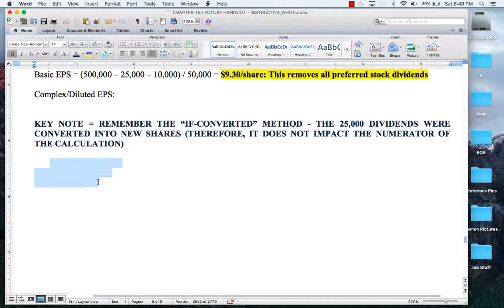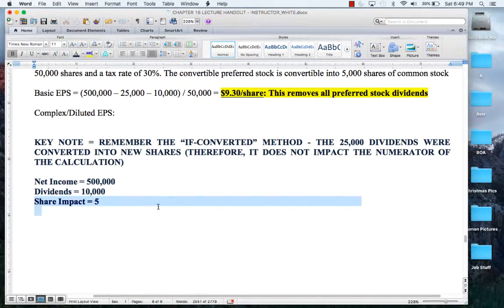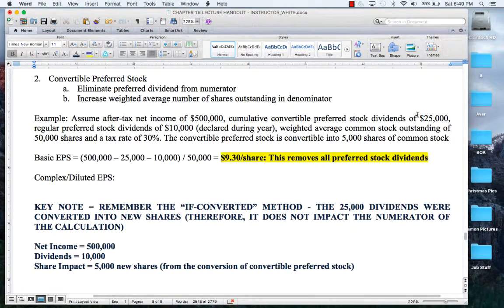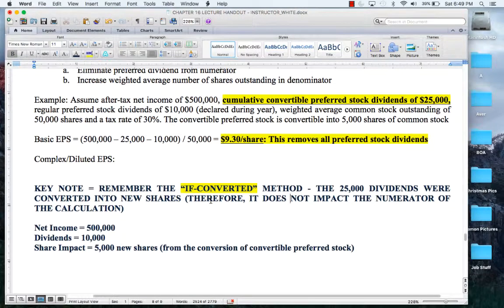So let's break down what we know. So we know that net income is 500,000, that the dividends left now is 10,000, and that is because we no longer have these cumulative convertible because they were converted into common stock, and we use the if converted method. So what if it happens? The share impact is 5,000 new shares, and this is from the conversion of the convertible preferred stock being transferred into 5,000 shares of common stock.